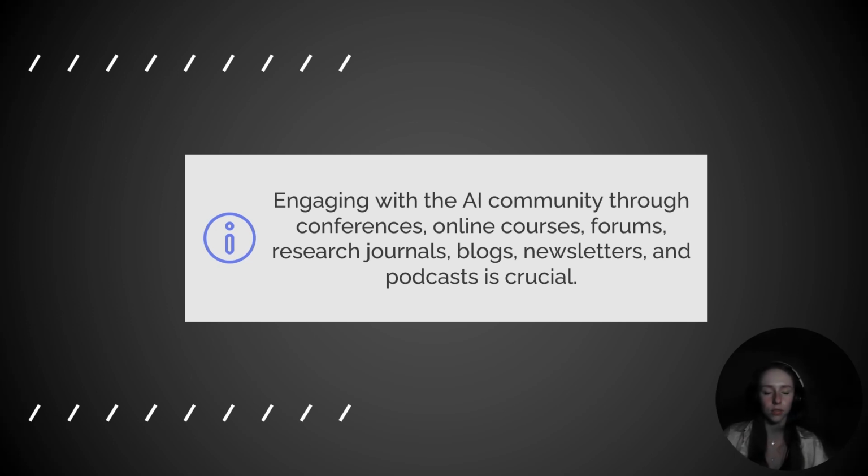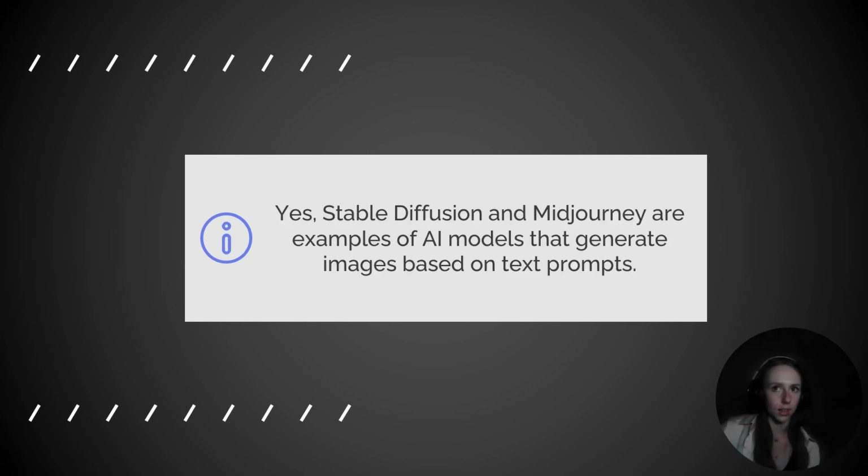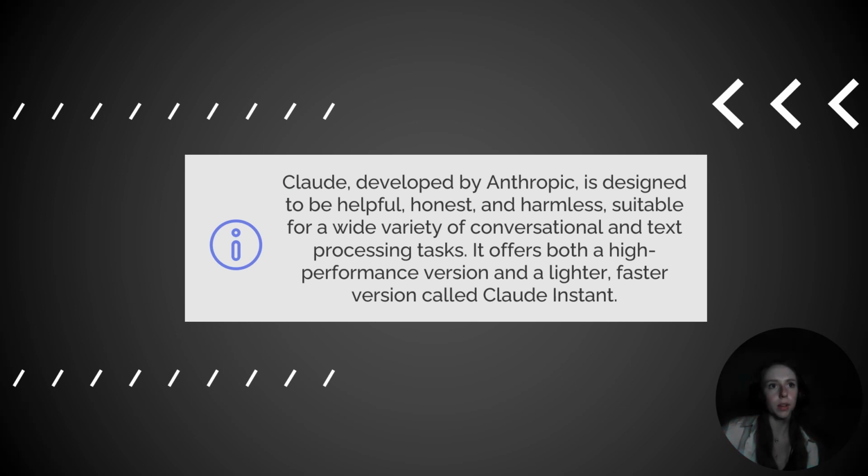Are there any AI tools specifically designed for generating images? Yes, as we mentioned before, we were talking about Stable Diffusion as well as Midjourney. These are examples of AI models that generate images based on text prompts. And how does Claude differ from other AI models? Claude was developed by Anthropic, and it was designed to be helpful, honest, and harmless. It's suitable for a wide variety of conversational and text processing tasks, and it offers both a high-performance version and a lighter, faster version called Claude Instant.